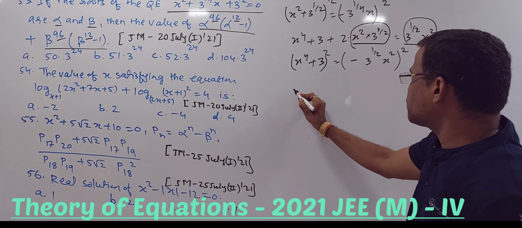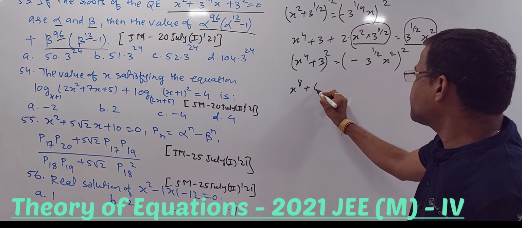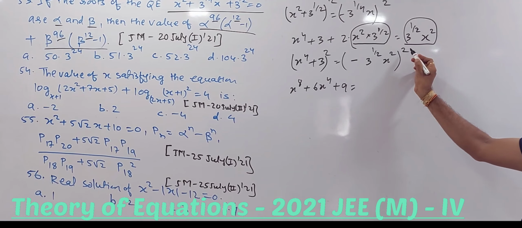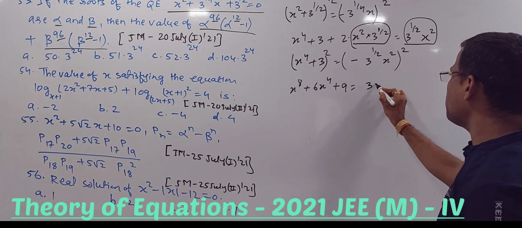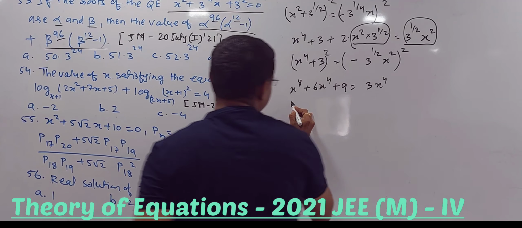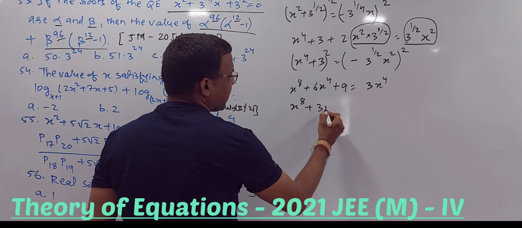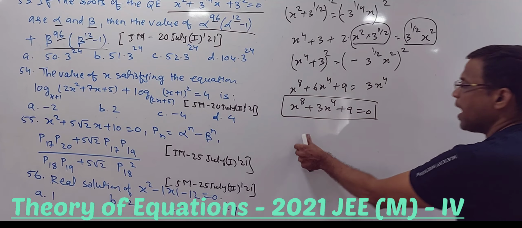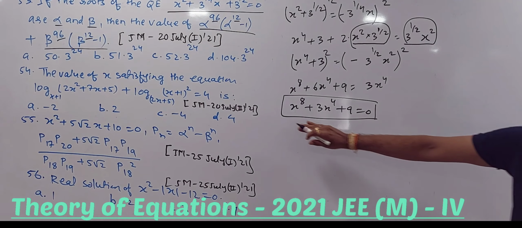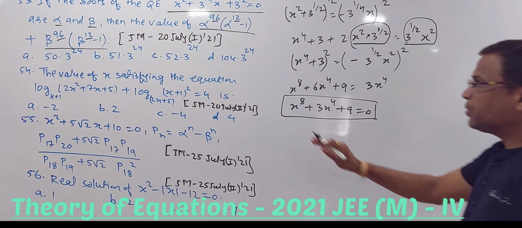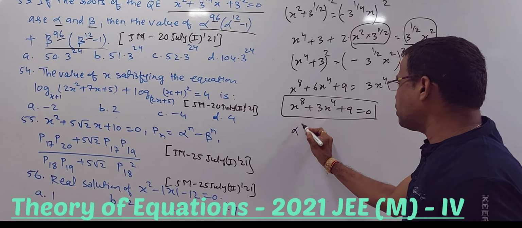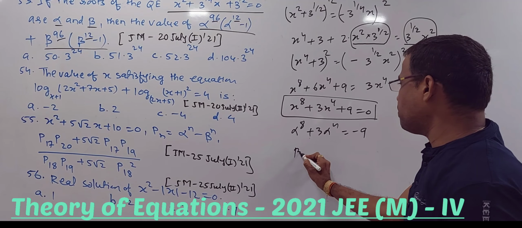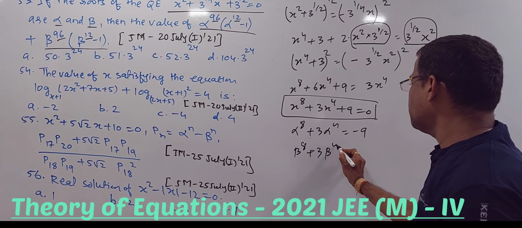That gives me, by the a plus b whole square identity, x power 8 plus 6x power 4 plus 9, and the negative square is positive, 3 half squared is just 3, and x square squared is x power 4. So this 3 goes to this side. It will give me x power 8 plus 3x power 4 plus 9 is equal to 0. That is the ultimate solution, the started quadratic converted into degree 8. They have told that alpha and beta are the roots, so we can simply write alpha power 8 plus 3 alpha power 4 is equal to minus 9, and beta power 8 plus 3 beta power 4 is equal to minus 9.